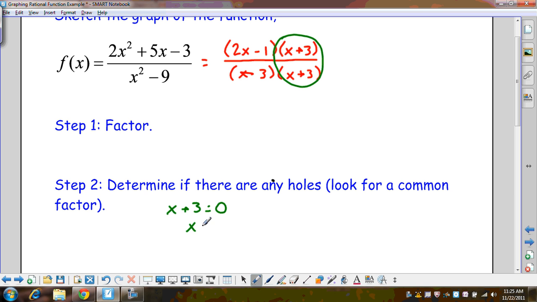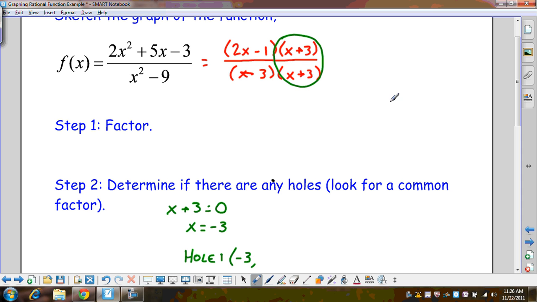Okay, so I factored it. Now, and this is a plus here, sorry about that. The major difference between this one versus the one we just did is there is a common factor. Let me highlight that. Notice how there's the common factor x plus 3. Therefore, a hole is generated by that common factor.